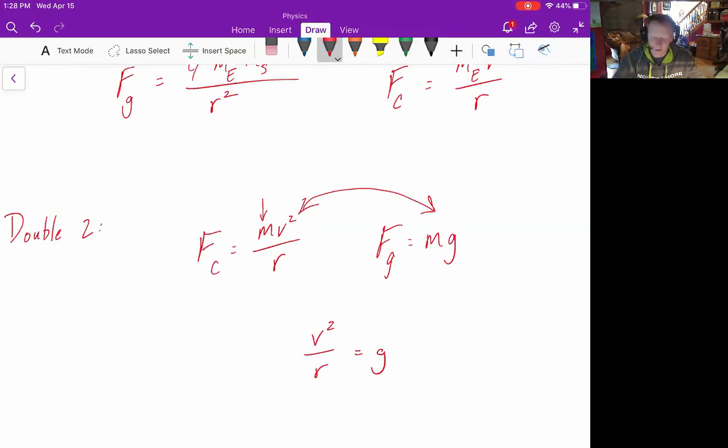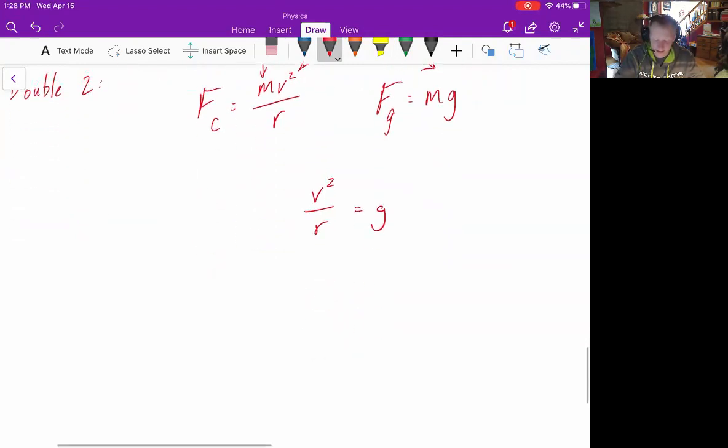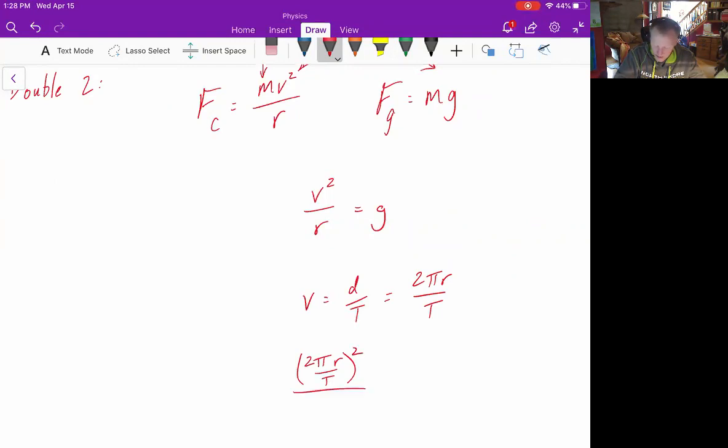So that relates to what is v? Well, v is the distance traveled divided by the period of the revolution. So how long does it take to go around in a circle? The distance traveled would be 2 times pi times the radius of whatever circle it's moving in, divided by T. So I'm going to put that in for our v squared up here, and we get 2 pi r over T, squared, and we're still dividing that by r is equal to g.